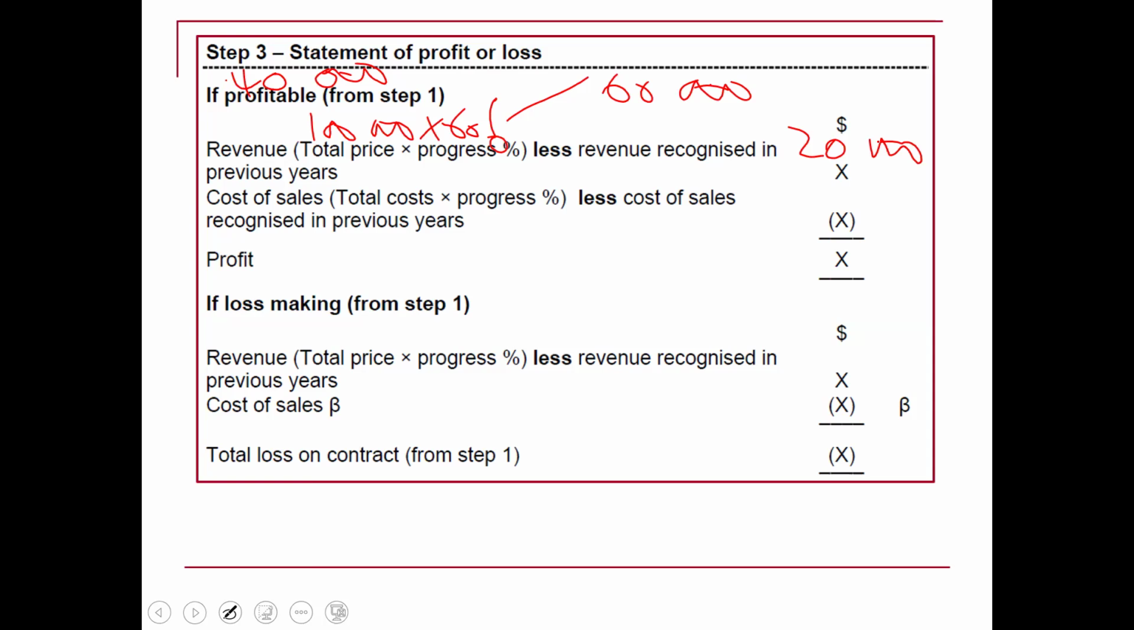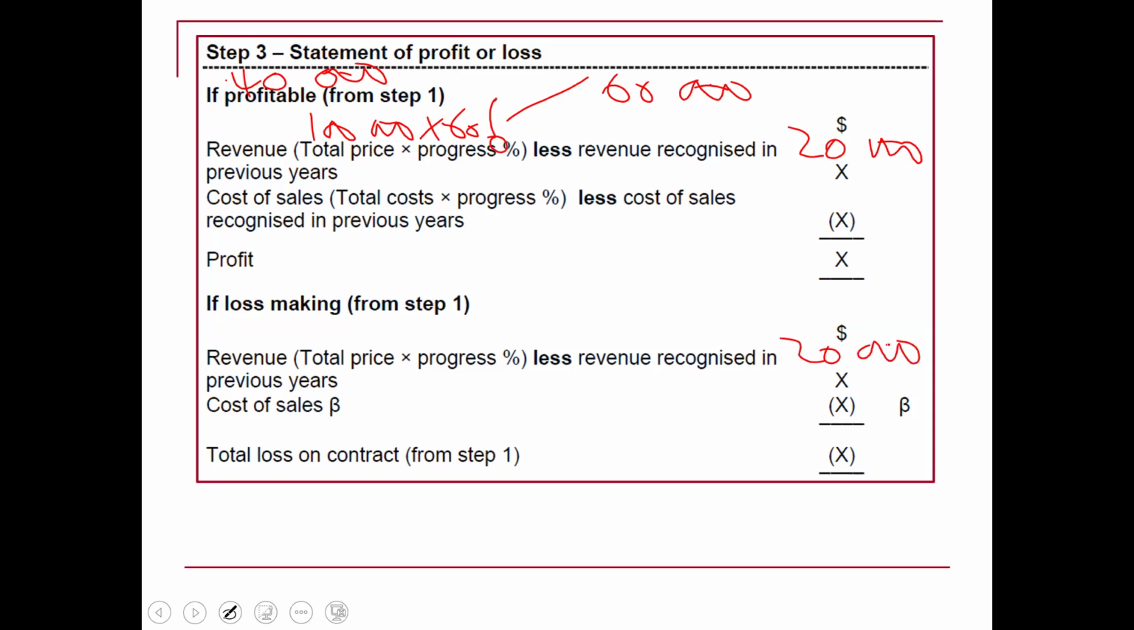But if we've determined that the project is overall going to make a loss, we are then going to say revenue is the total price times progress. So if it is this scenario, we are then going to say total price 100,000, progress 60%. We less revenue that we have recognized in previous years, which is 40,000, which means our total revenue here is going to be 20,000. Right.